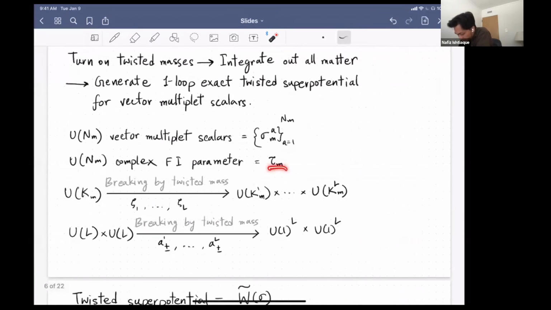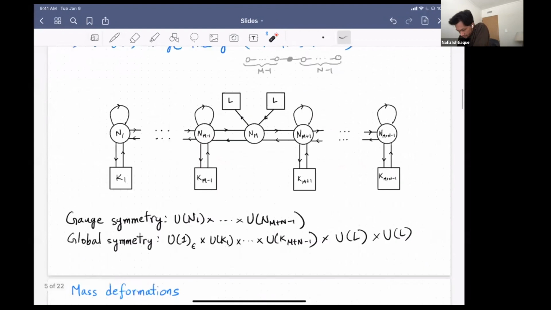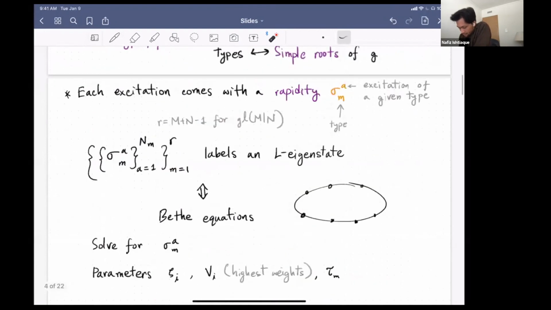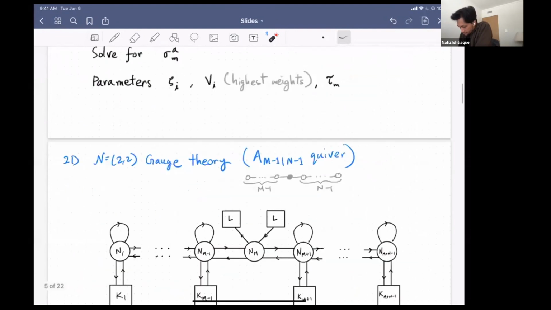In addition to that, I also had the FA parameters. Since once I have the superpotential, I can try to find the extrema of the superpotential, which is given by some equation that looks like this, which is just the variation vanishes. Now, the remarkable thing is that this equation is identical to the Bethe equations that determined the values of the rapidities that labeled the eigenstates of the transfer matrix.